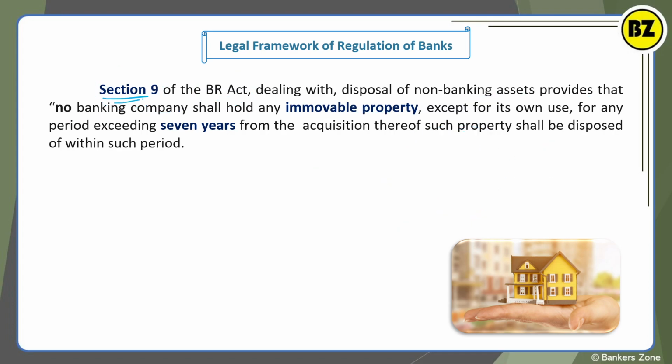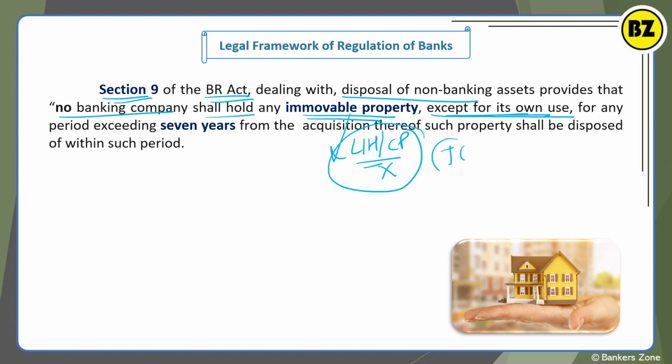So Section 9 of the Banking Regulation Act deals with the disposal of non-banking assets, provided that no banking company shall hold immovable property except for its own use. Immovable property means land, a house or commercial property. These are not allowed to be held or purchased by the bank. But if it is for its own use, for example a training center, a regional office or a head office, and the bank purchases the property for that purpose, then it is allowed.